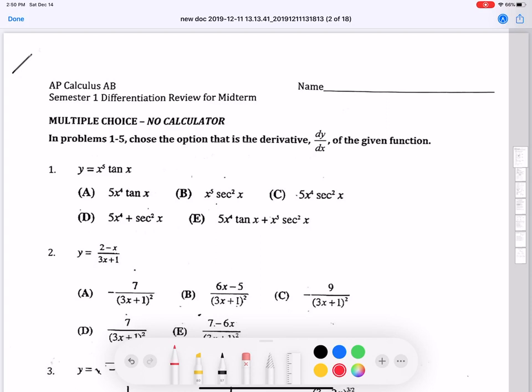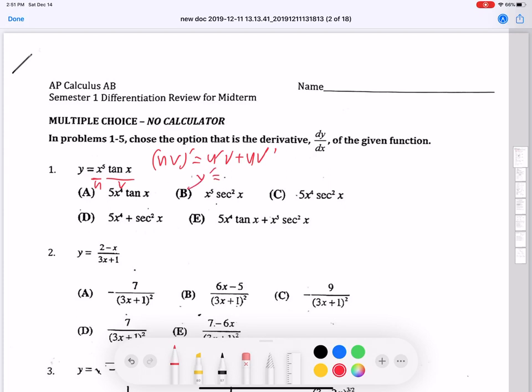Let's start from number 1 to 5. Just find the derivative dy over dx of a given function. Number 1, y equals x to the fifth times tangent x. It is the product rule, right? The derivative of uv equals u prime v plus uv prime. So x to the fifth is u, and tangent x is v. So what is y prime?